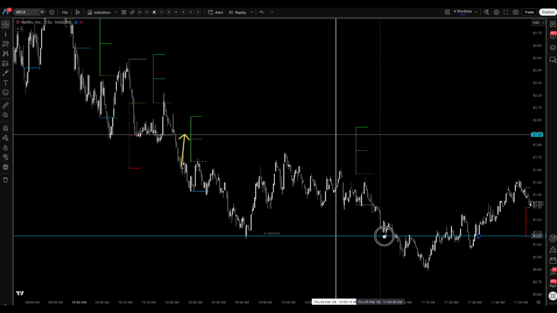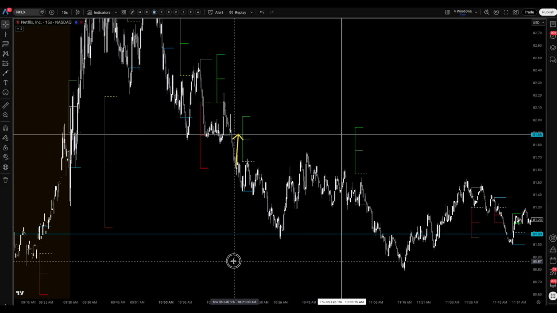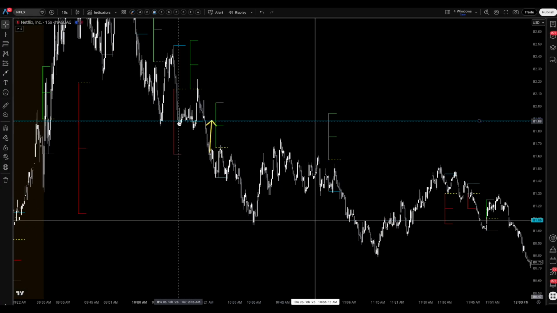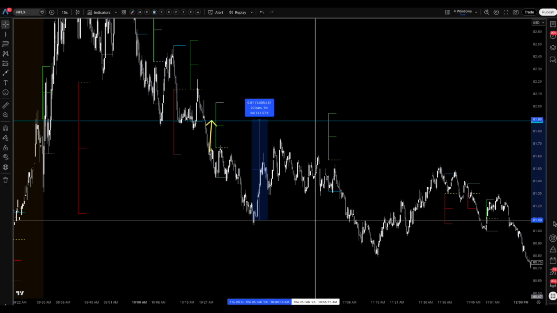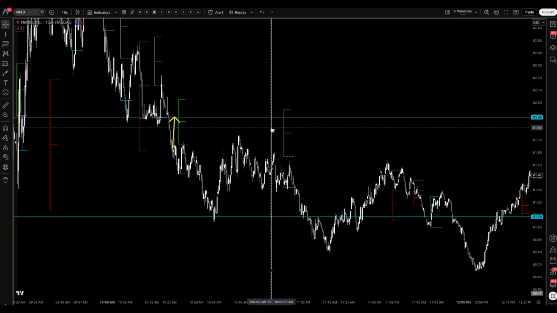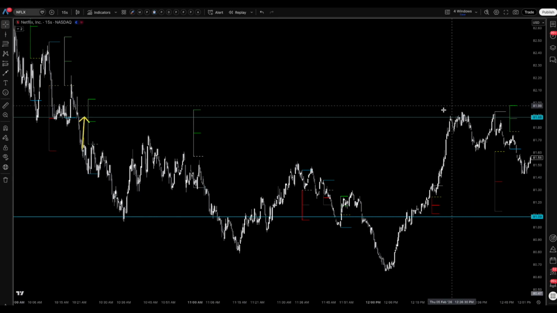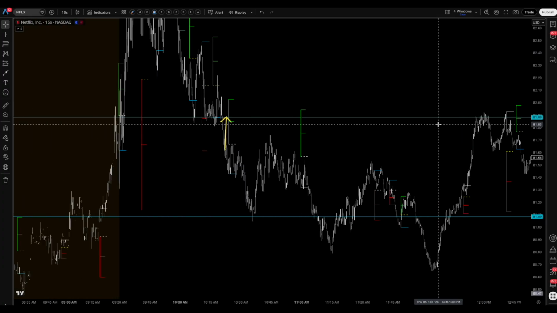8107. Yeah, I think I entered down here. It doesn't matter where I entered. The point is, it's the same. I entered to here and captured this move. So from 8107, about where I entered, to 8190, I was able to capture this whole move. And all I had to do was wait. I just had to wait. Let it play out.